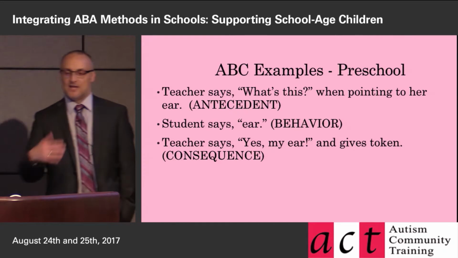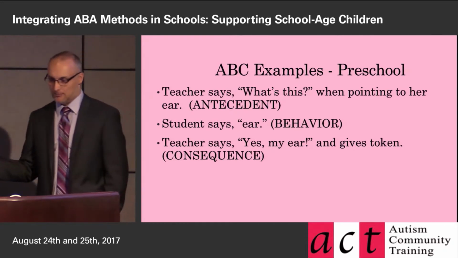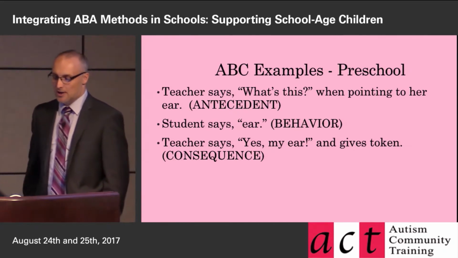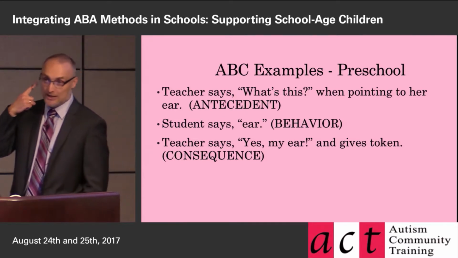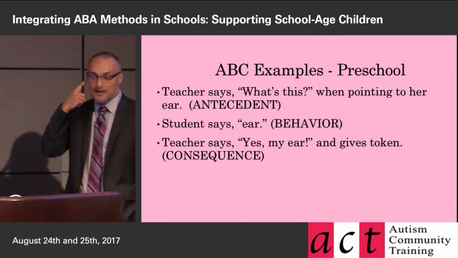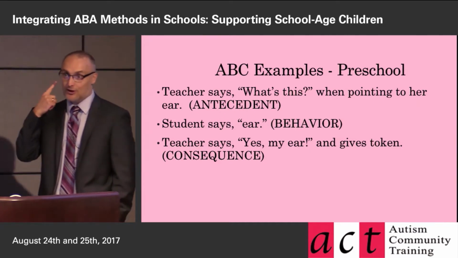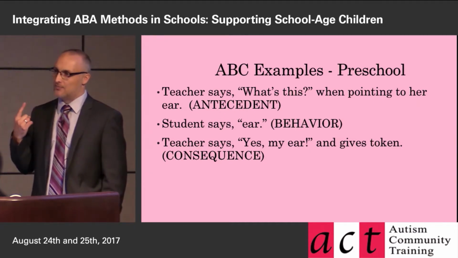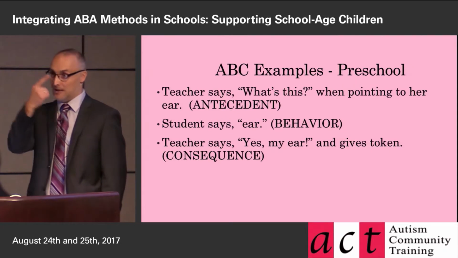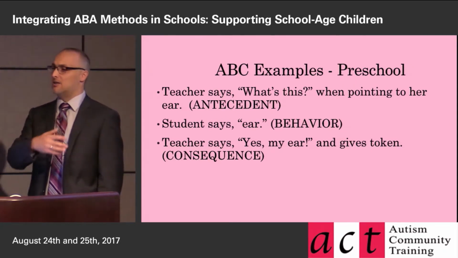So some examples of the ABC across the school grades. In preschool, teacher says, "What's this?" Pointing to her ear, that's the antecedent. And then the child says, "Ear," and the teacher says, "Yes, my dear, that is my ear. Very good," right? That can be done one-on-one with a child, and you can do labeling body parts that way, ABC. It can be done with the class.